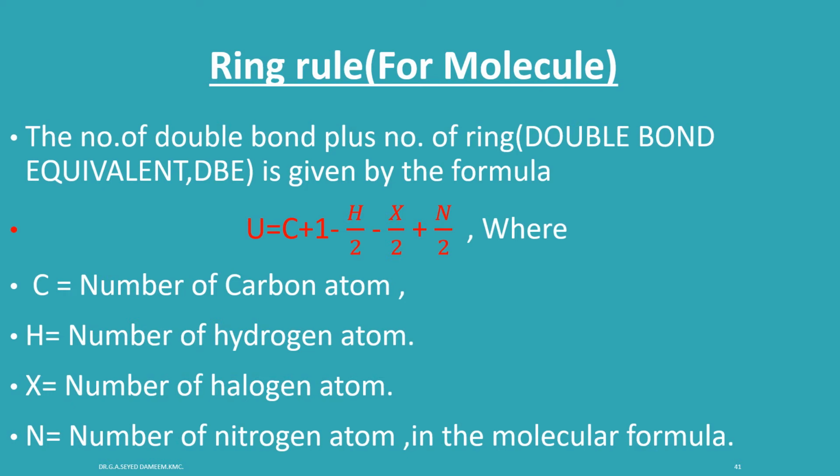This slide shows the ring rule for a molecule in another way. That is, U is equal to C plus 1 minus H by 2 minus X by 2 plus N by 2, where C is the number of carbon atoms, H is the number of hydrogen atoms, X is the number of halogen atoms, and N is the number of nitrogen atoms in the molecular formula. This is the formula to calculate double bond equivalence for a molecule.